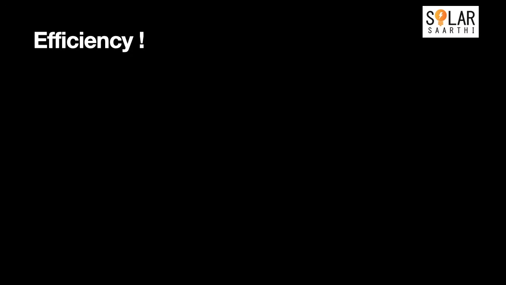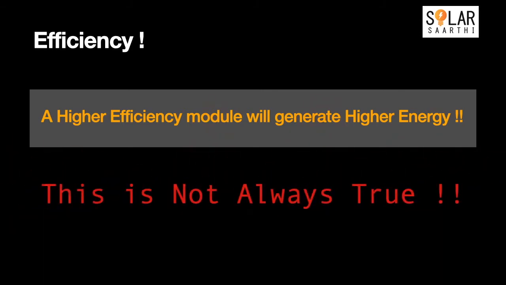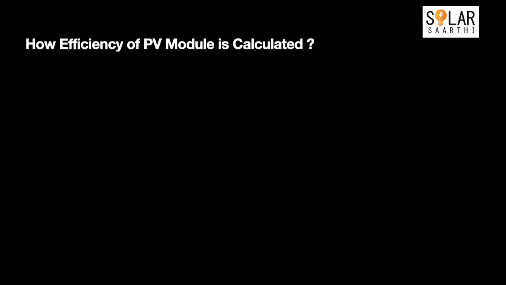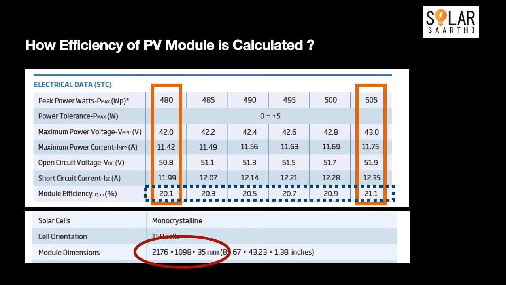It is always said that a higher efficiency solar PV module will generate higher energy, but this is not always true. To understand this, let's see how the efficiency of a solar PV module is calculated. Here is a data sheet from one of the manufacturers having different ratings of solar PV modules. The 480 watt peak module has an efficiency of 20.1%, while a 505 watt peak module has an efficiency of 21.1%.